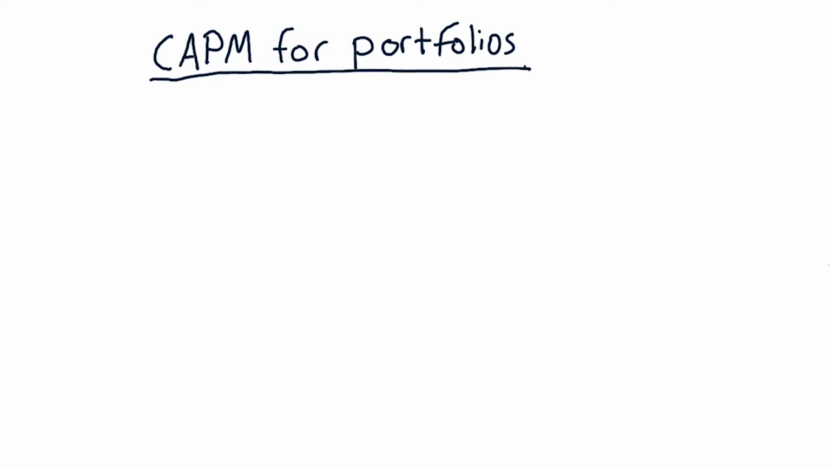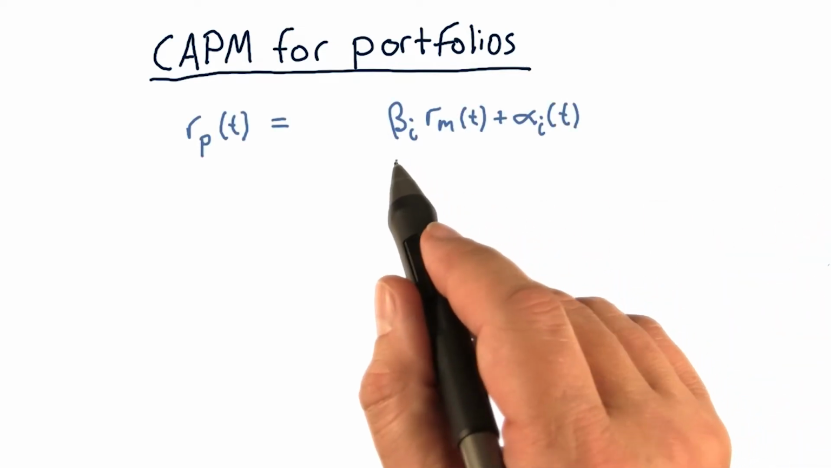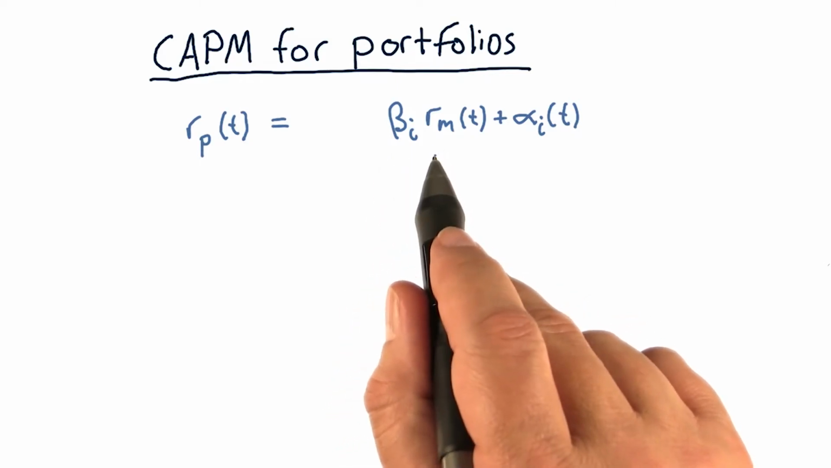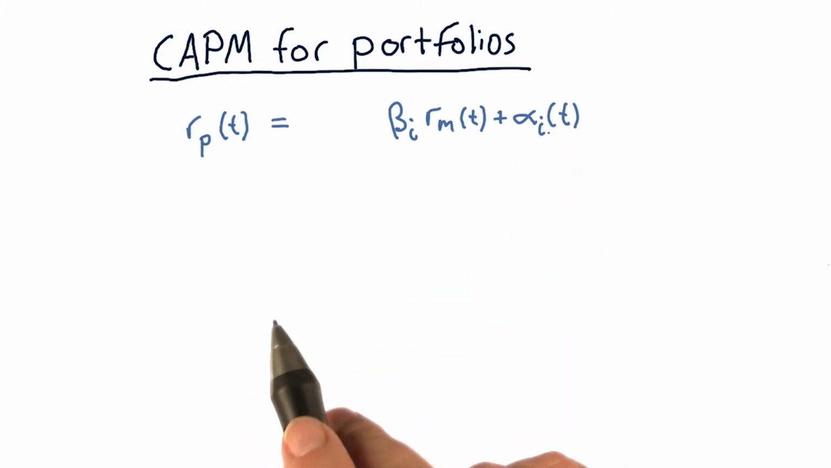Suppose now that instead of just looking at one stock, you want to think about a portfolio. And remember that a portfolio is defined by the various weights that indicate how much of your funds you've allocated to each stock. So recall that for an individual stock, i, its return on any particular day is beta_i times the return on the market for that day plus alpha_i for that particular day.